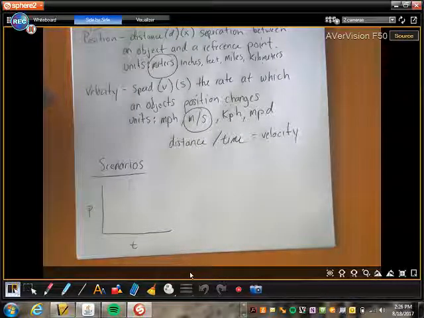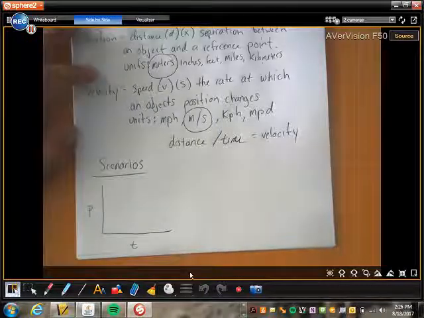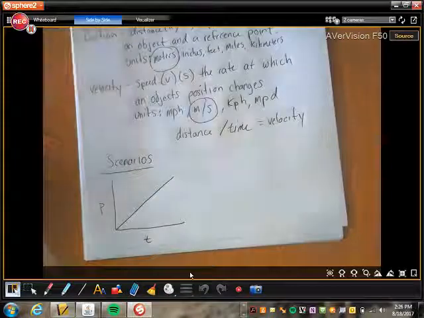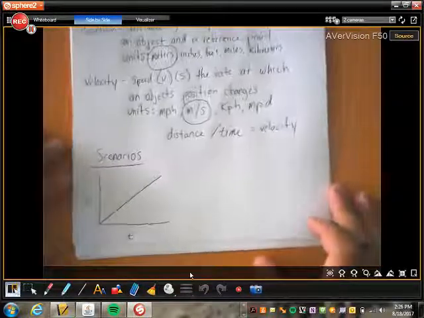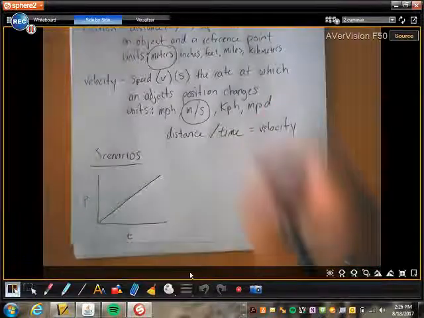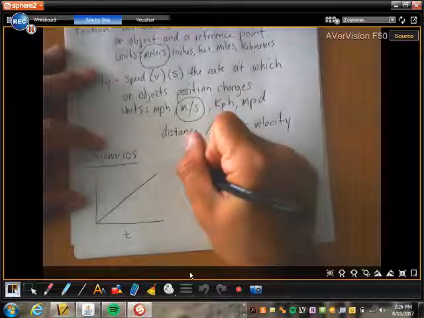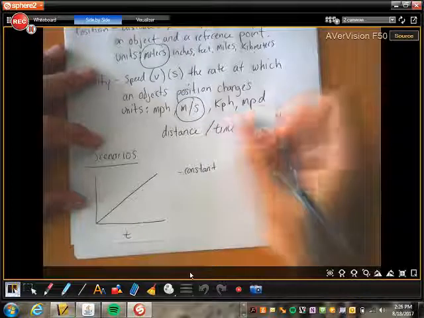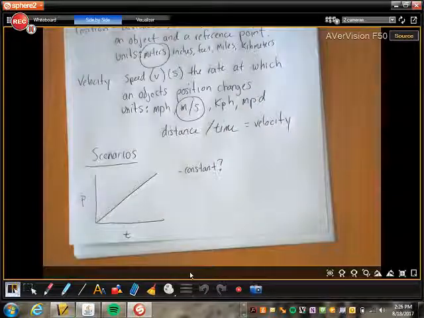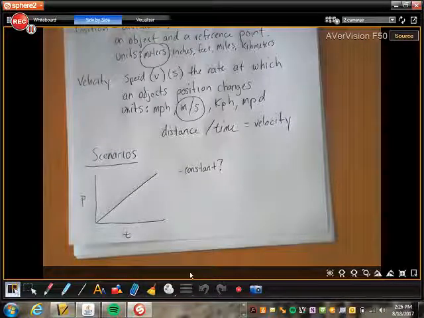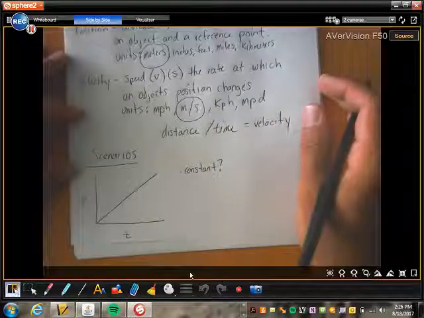Alright. Okay, I'm going to give you a scenario here. I'm just going to give you this kind of PT graph. How would you describe the motion of this graph, or the object in this graph? Okay, so it's constant. Let's assess that really quick. Is it constant? The position is constant, but the rate. It would be more correct to say the rate is constant.